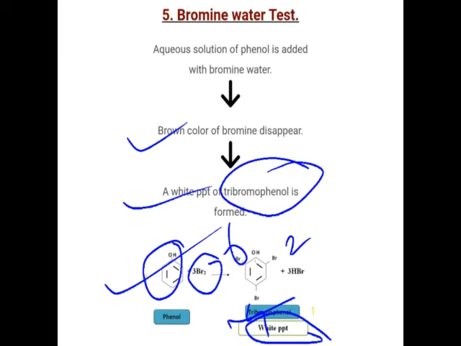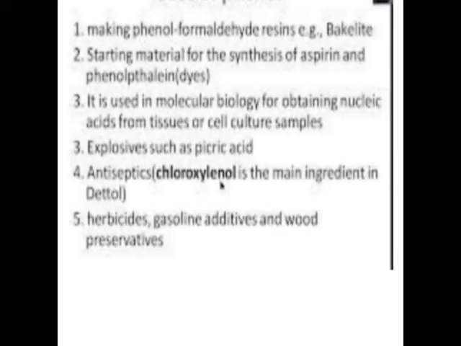This white color precipitate is formed, that means the phenol is confirmed. Okay, so these are the tests for the identification of phenol. Other uses of phenols we have already seen, such as making phenol formaldehyde resins.